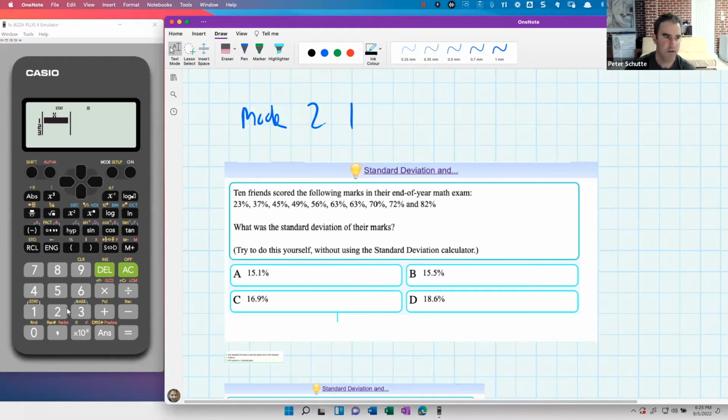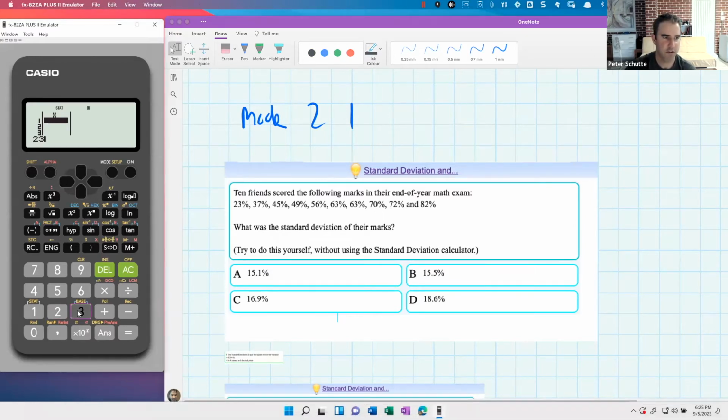So you probably start by going like 23 equals 37 equals. The other thing about the standard deviation is the order doesn't really matter. The order doesn't matter for the standard deviation. So in that sense, it happens to be arranged in order here, but you don't have to have it in perfect order for the standard deviation.